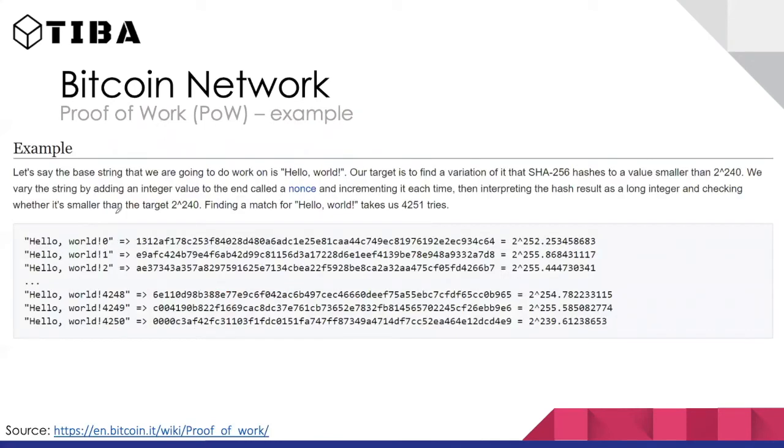Yeah, so here's another example, just to briefly go over. What you want to do is try and find a hash that's smaller than 2 to the 240th. So you have this data, hello world, and then you put 10 after it, which results in this number, which is not less than 2 to the 240th. And then you keep guessing 2, 3, and so on. And then finally at 4,250, you're able to make this below the target of 2 to the 240th.